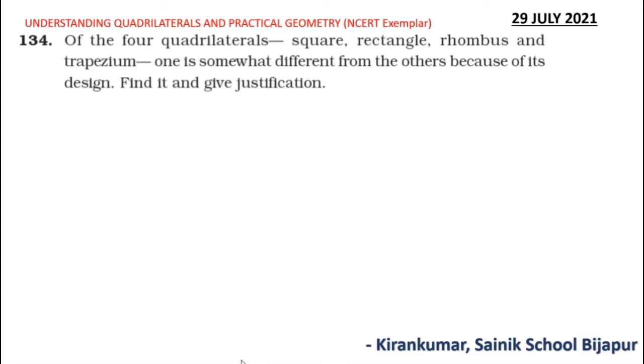Question 134. Of the four quadrilaterals, square, rectangle, rhombus, and trapezium, one is somewhat different from the other because of its design. Find it and give justification. When we observe these figures, square, rectangle, rhombus, we say that the opposite sides are parallel as well as equal, and the opposite angles are also equal. So these three are parallelograms. But whereas in a trapezium, there is only one pair of parallel sides, so it's not a parallelogram.